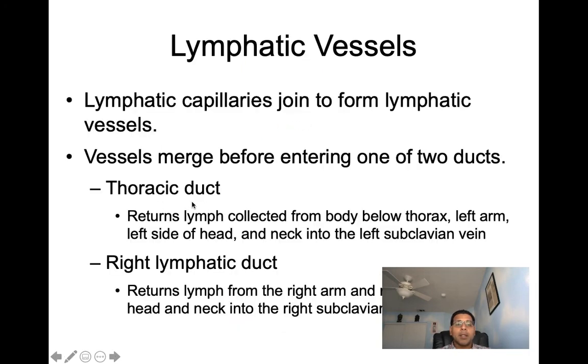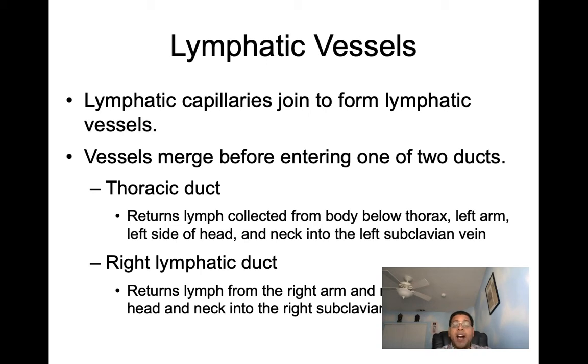So thoracic duct, and we saw the right lymphatic duct. Next, let's talk about the structure. When we talk about the structure of the lymphatic vessels, I'd like you to know that the structure of the lymphatic vessels is similar to the structure of veins. Lymph is going to travel through the vessels like blood travels through the veins.